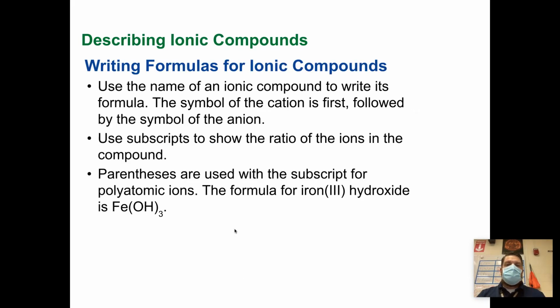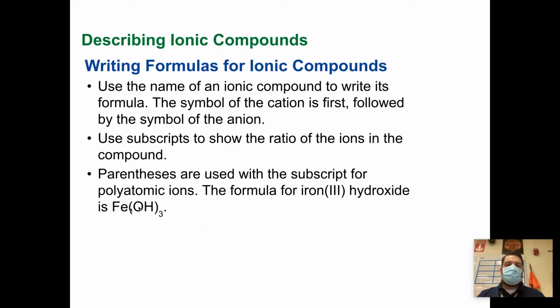Okay, so writing formulas for ionic compounds, it basically boils down to matching up the charges. We like 0 charges. So use the name of the ionic compound to write its formula. The symbol of the cation is first, followed by the symbol of the anion, right? So use subscript to show the ratio of the ions in the compound. So parentheses are used with the subscript for polyatomic ions.